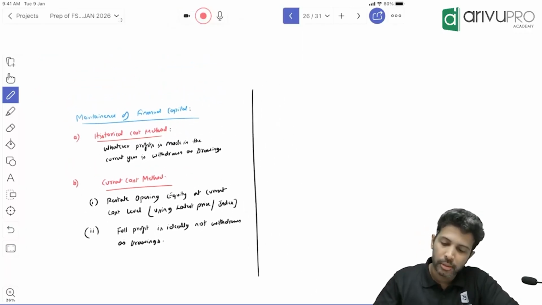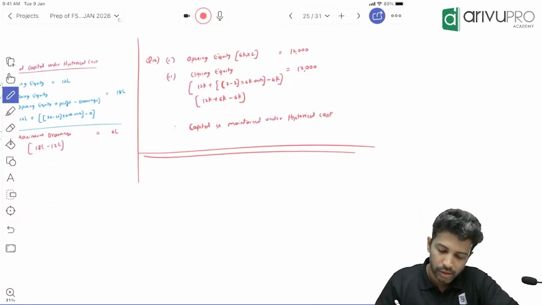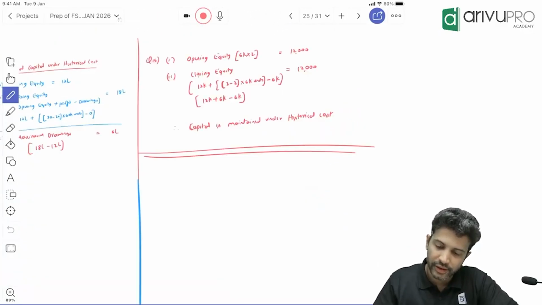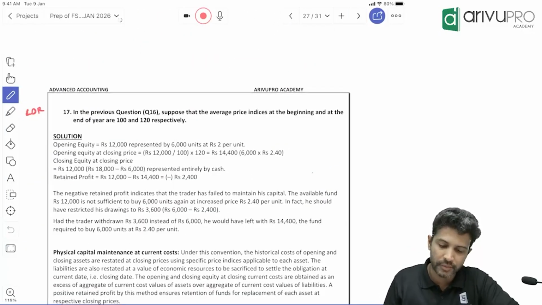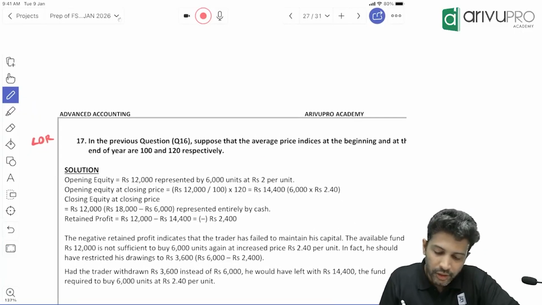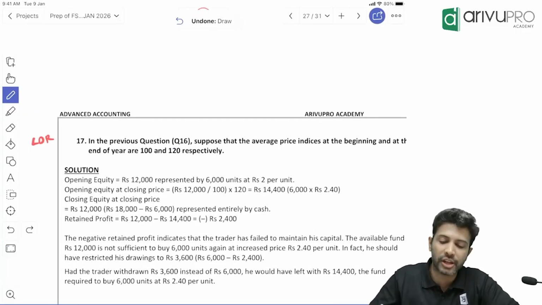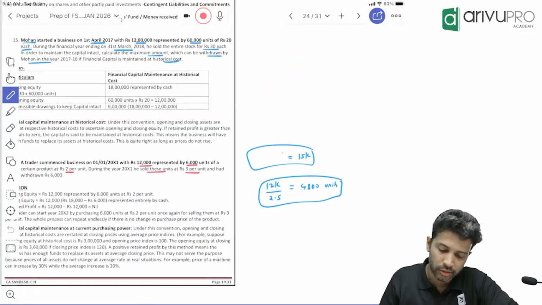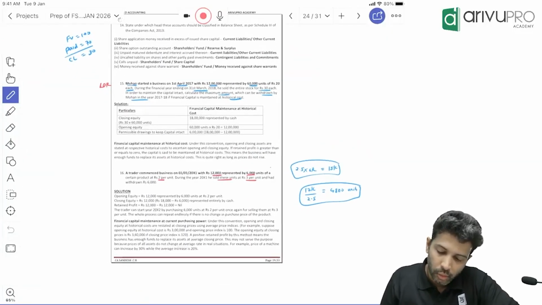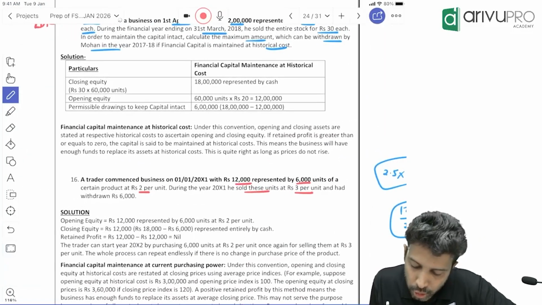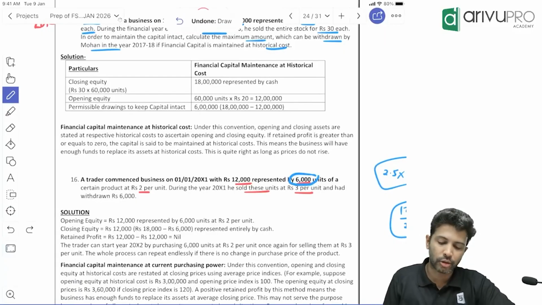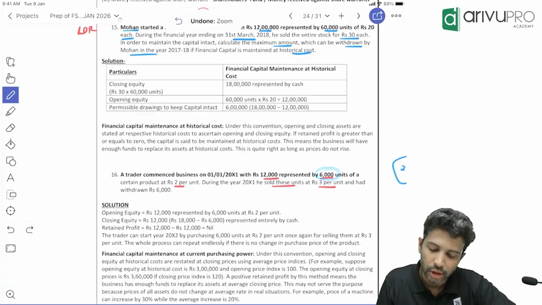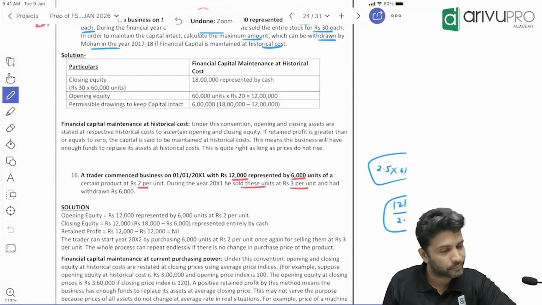Okay. Come to question number 17. In the previous question, under question number 16, let's get that previous question's data once more. What is that data? You bought how many units? 6,000 units. Mentally capture them. 6,000 units you purchased at what price? 2 rupees per unit. Okay, fine.